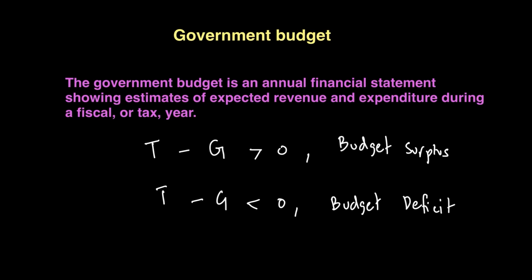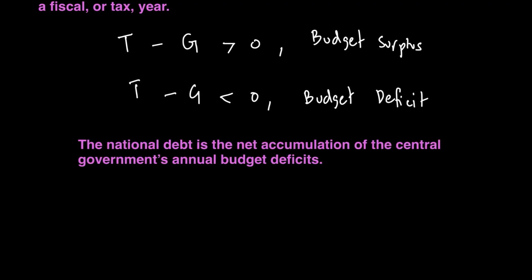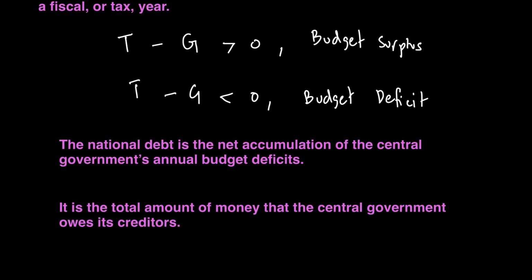What is national debt? National debt is the net accumulation of the central government's annual budget deficit. It is the total amount of money that the central government owes to its creditors because they have run into what we call a budget deficit. We also call this public dissaving.